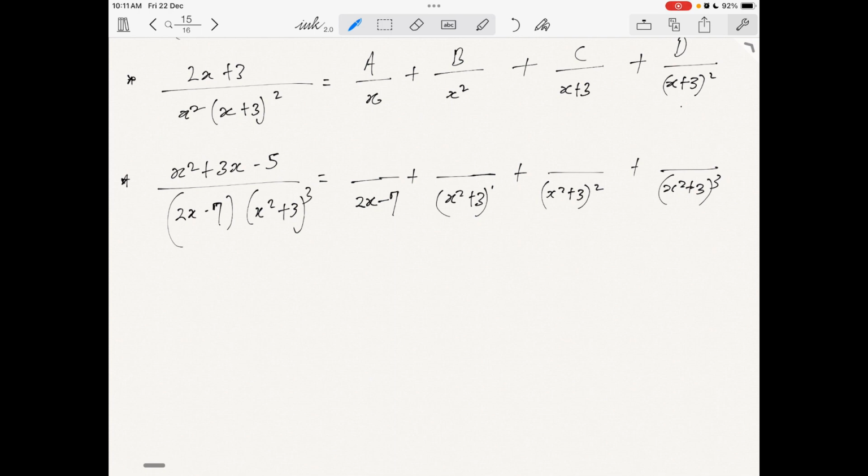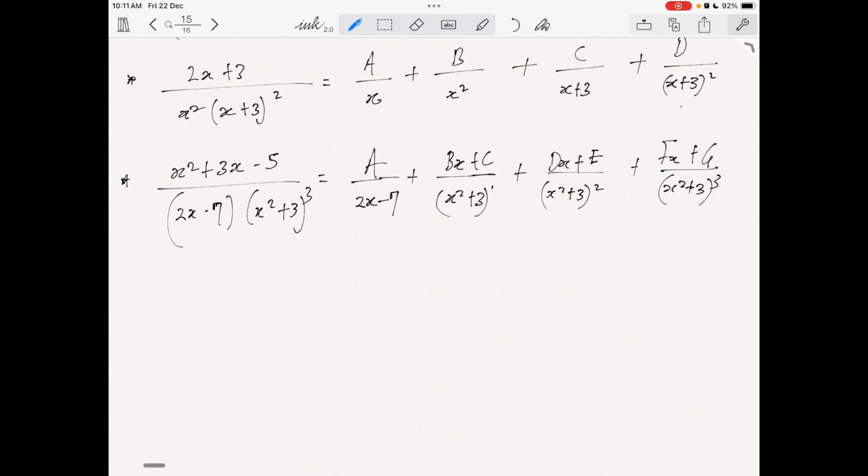So now this is linear, which means we will have just A. And this is non-linear, like we have done before in non-repeated non-linear factors at the denominator, so we'll be having Bx + C. Here is still non-linear, so also we'll be having Dx + E, and this is also non-linear starting with x squared, so we'll finally have Fx + G.